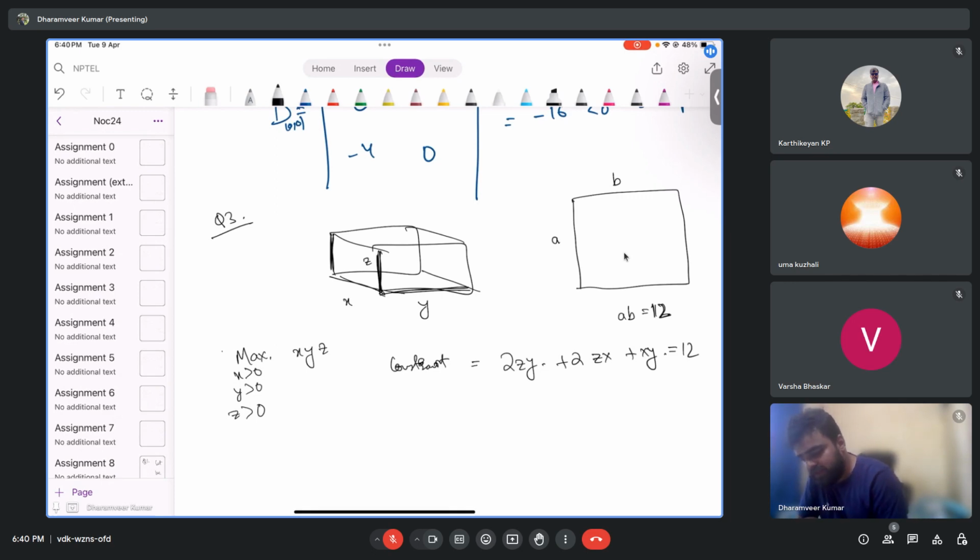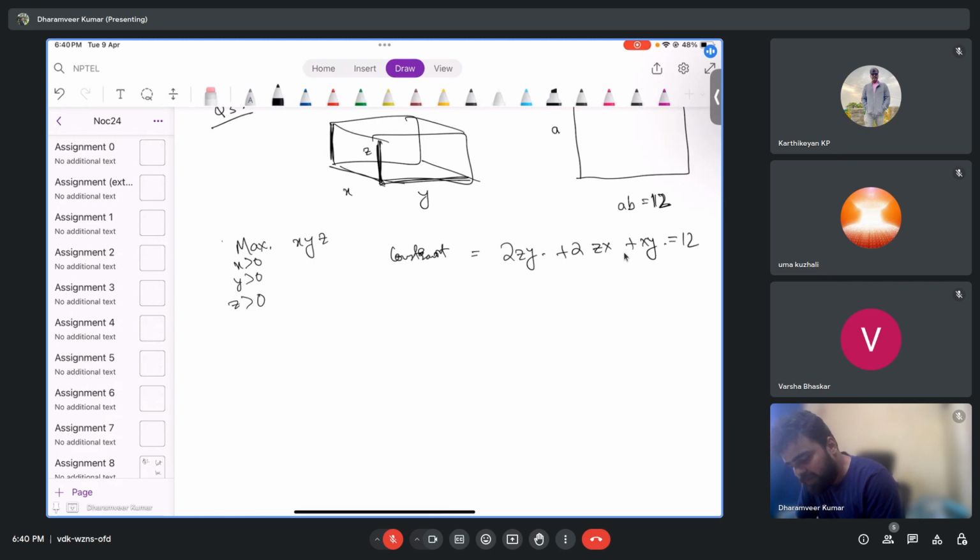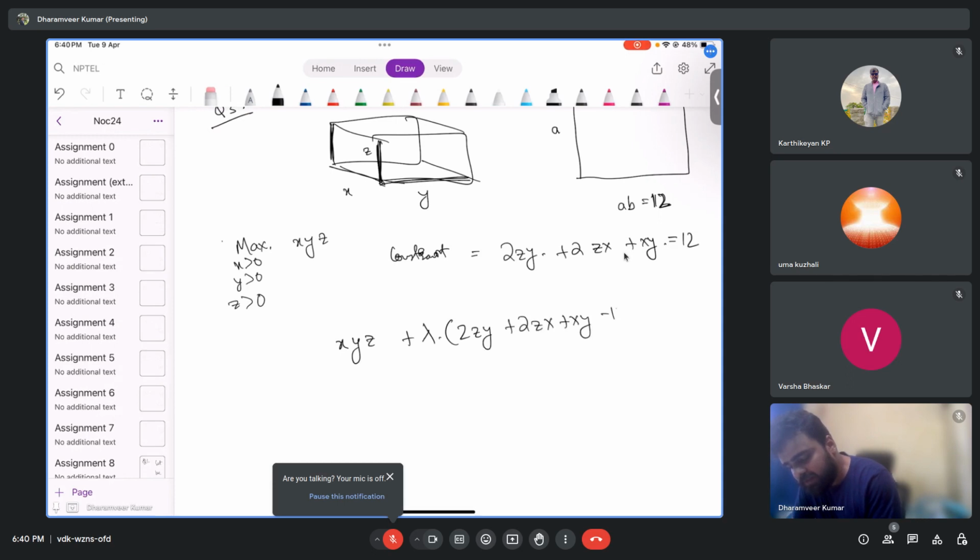So what do we do in this case? What we do is, we are not putting this constraint up. It will automatically come out. Okay, we'll see how. So xyz plus lambda times (2zy + 2zx + xy - 12). We write this J of x, y, z and lambda.